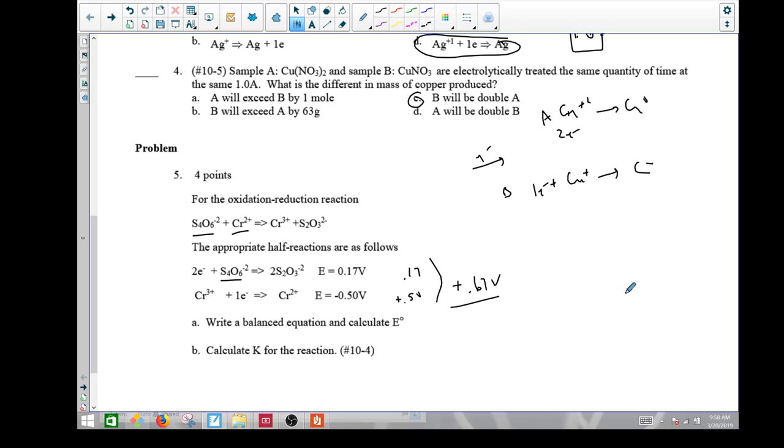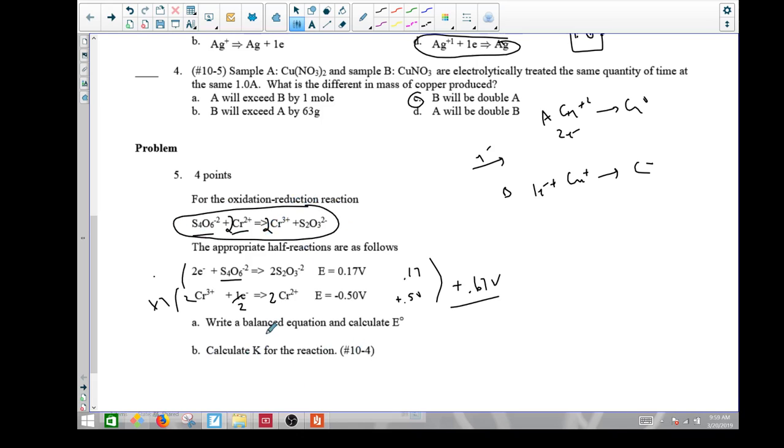To balance it, in this case, this side gets multiplied times nothing, and this is going to multiply times 2. So 2 and 2 and 2. This is just going to be a 2 here and a 2 here. And this is my balanced equation.